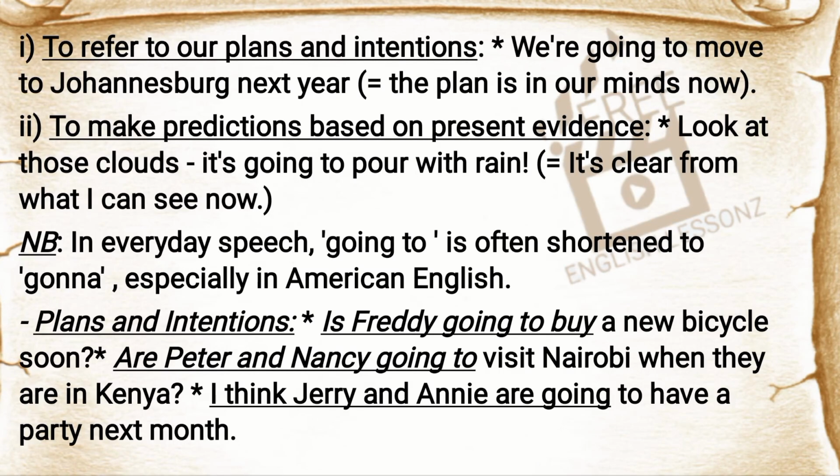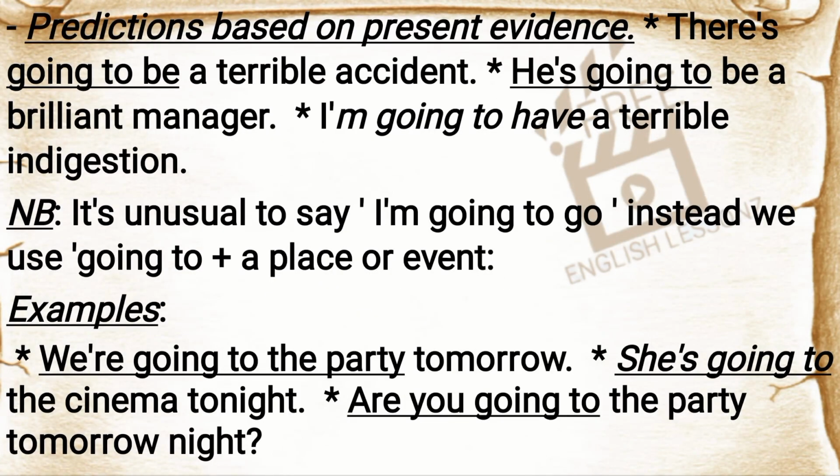Plans and intentions. Is Freddie going to buy a new bicycle soon? Are Peter and Nancy going to visit Nairobi when they are in Kenya? I think Jerry and Annie are going to have a party next month. Predictions based on present evidence. There's going to be a terrible accident. He's going to be a brilliant manager. I'm going to have a terrible indigestion.